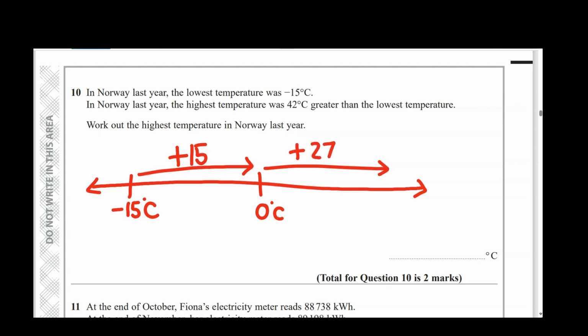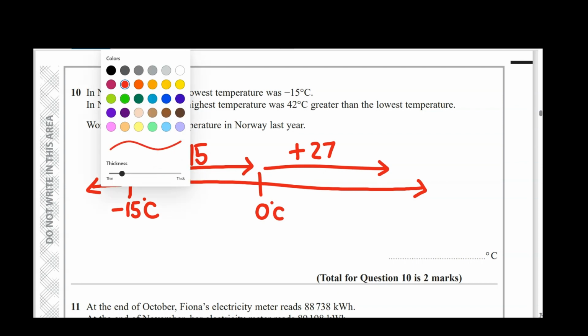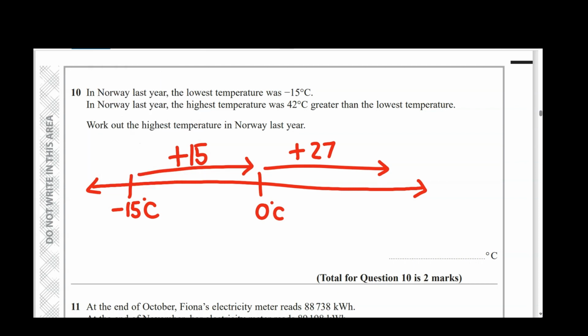Okay, because if I do that, that means in total I've added on 42. If you add these two up, it means in total I've added on 42 degrees, and so I'm going to get my highest temperature, the hottest temperature was 27 degrees Celsius. You might have been able to do this straight away.